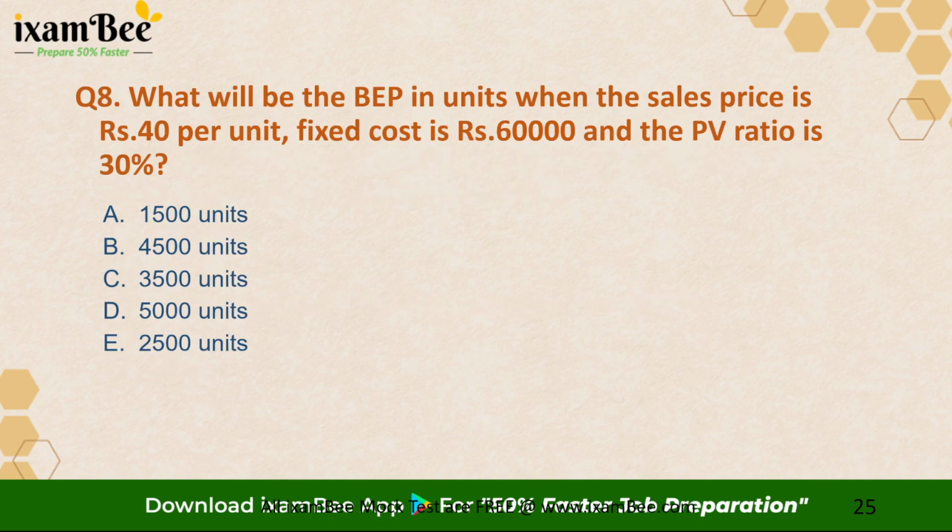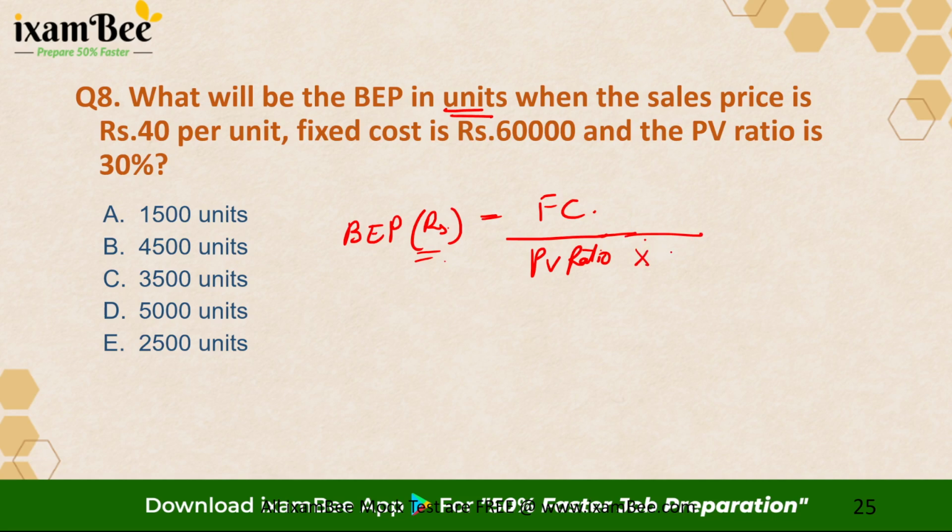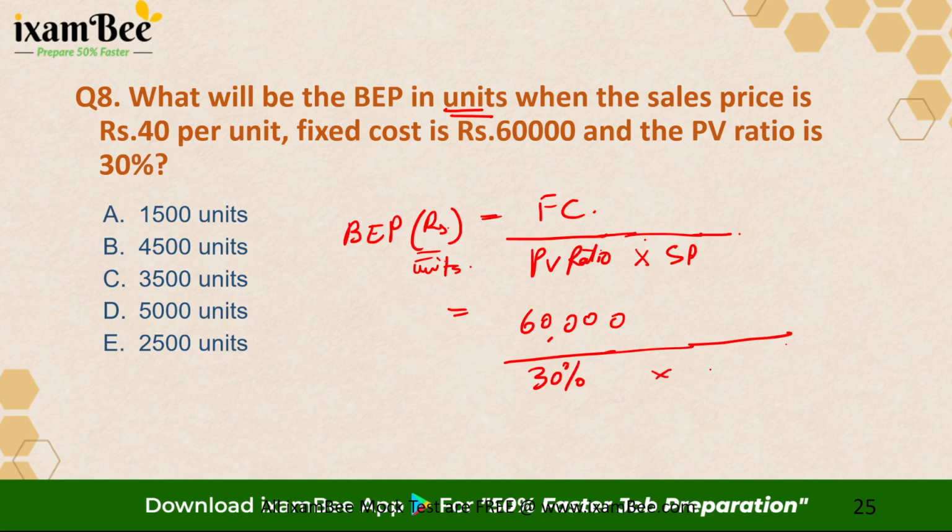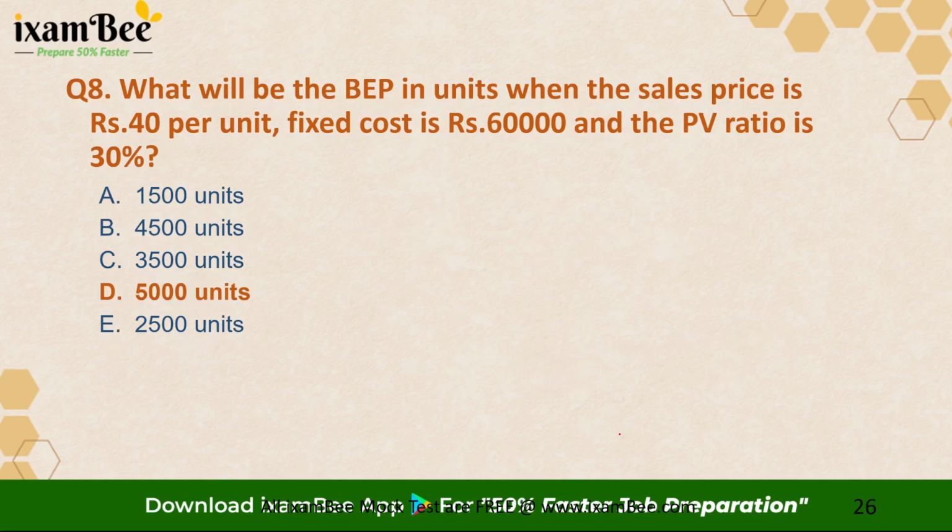Next question, what will be the break-even point in unit terms, when the sales price is rupees 40 per unit, fixed cost is 60,000 and PV ratio is 30%. We know BEP we can calculate in rupee terms through fixed cost divided by your PV ratio, right? So this is in the rupee terms. Now when you divide this further by per unit sales price, you will get it in the units term, right? So here you have to divide 60,000 by 30% and further divide by rupees 40, which will give you answer as 5,000 units.